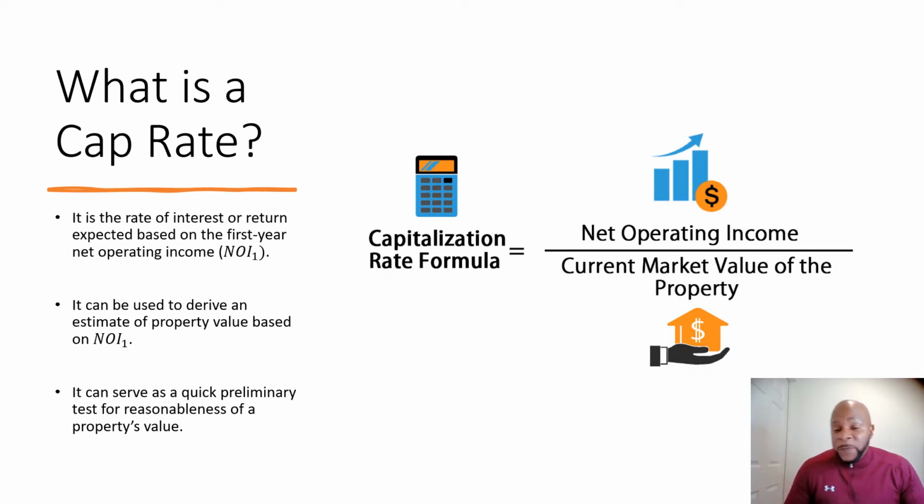If you don't know it in your head, there are resources that you can look at to help you determine cap rate. Cap rate is a ratio of net operating income to the current market value of the property. So as you do the math, you're going to be dividing your numerator, which is net operating income, by your denominator, which is the current market value of the property.